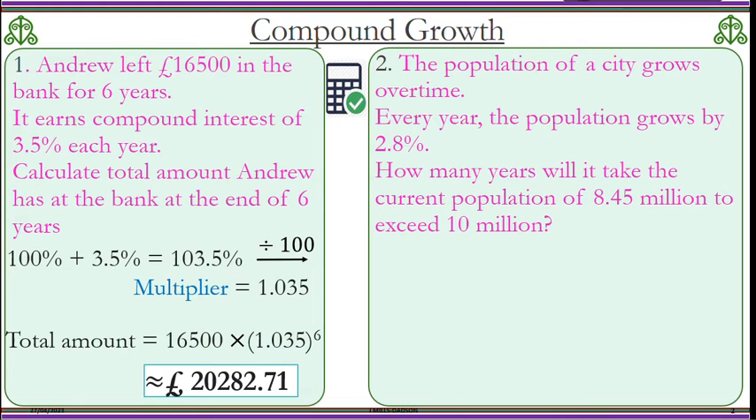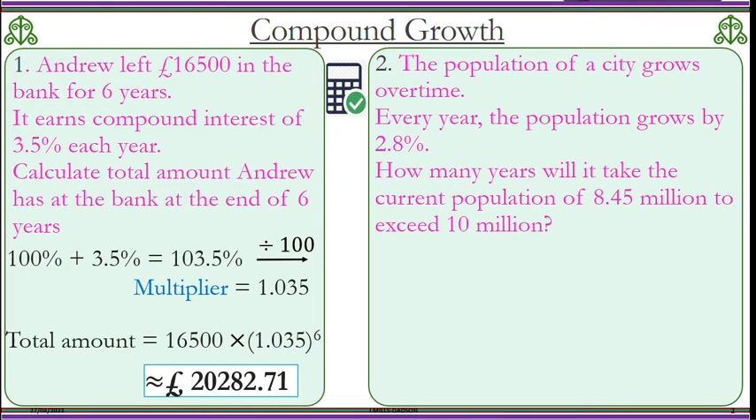Example 2. The population of a city grows over time. Every year the population grows by 2.8%. How many years will it take the current population of 8.4 million to exceed 10 million? Now you realize that for this one, there is no keyword compound, but the percentage is going to be the same over a number of years, so it's continuous.